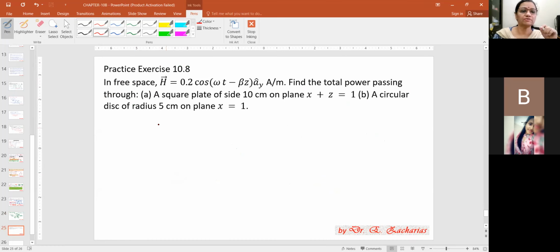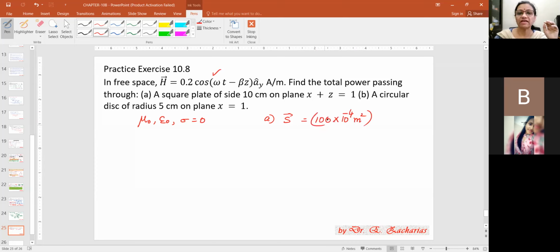So we are talking of free space. What is free space? Free space is mu naught, epsilon naught, sigma equal to 0. So in free space, the H vector is given to you. Then find the total power crossing through a square plate of side 10 centimeter. So let's do this. The S vector in this case is going to be 10 square, which is 100 centimeter square, so 10 to the power of minus 4 meter square.